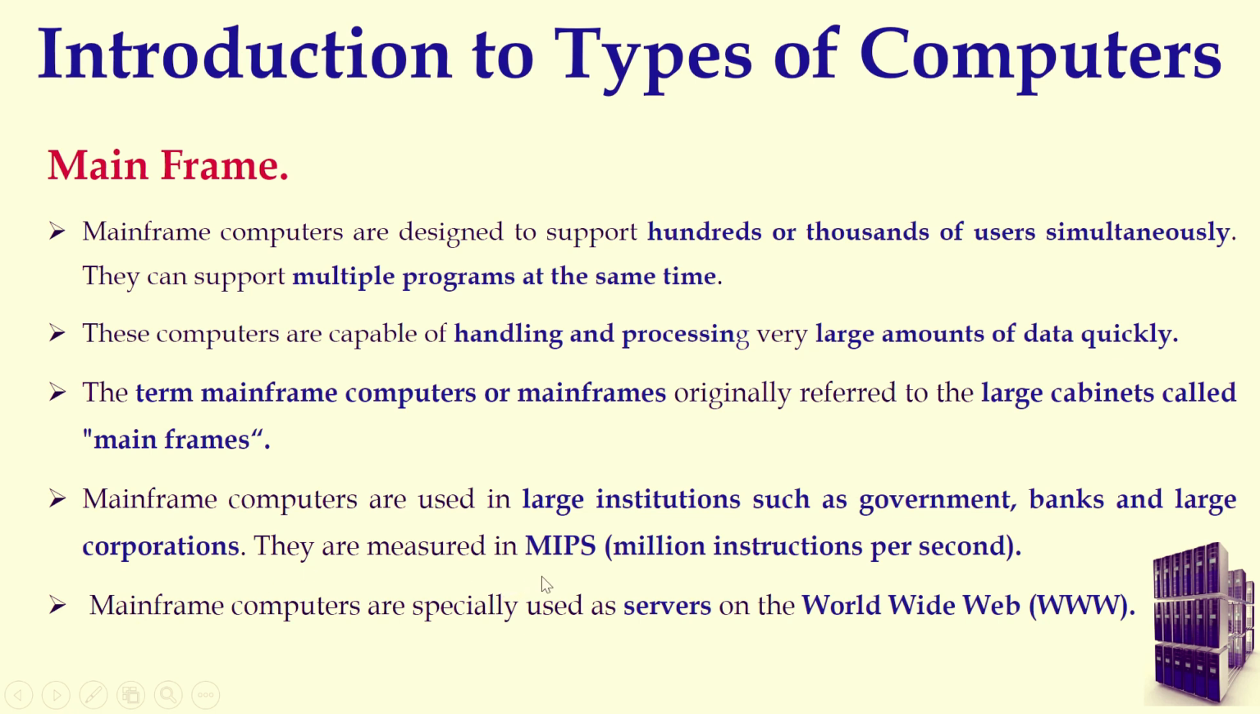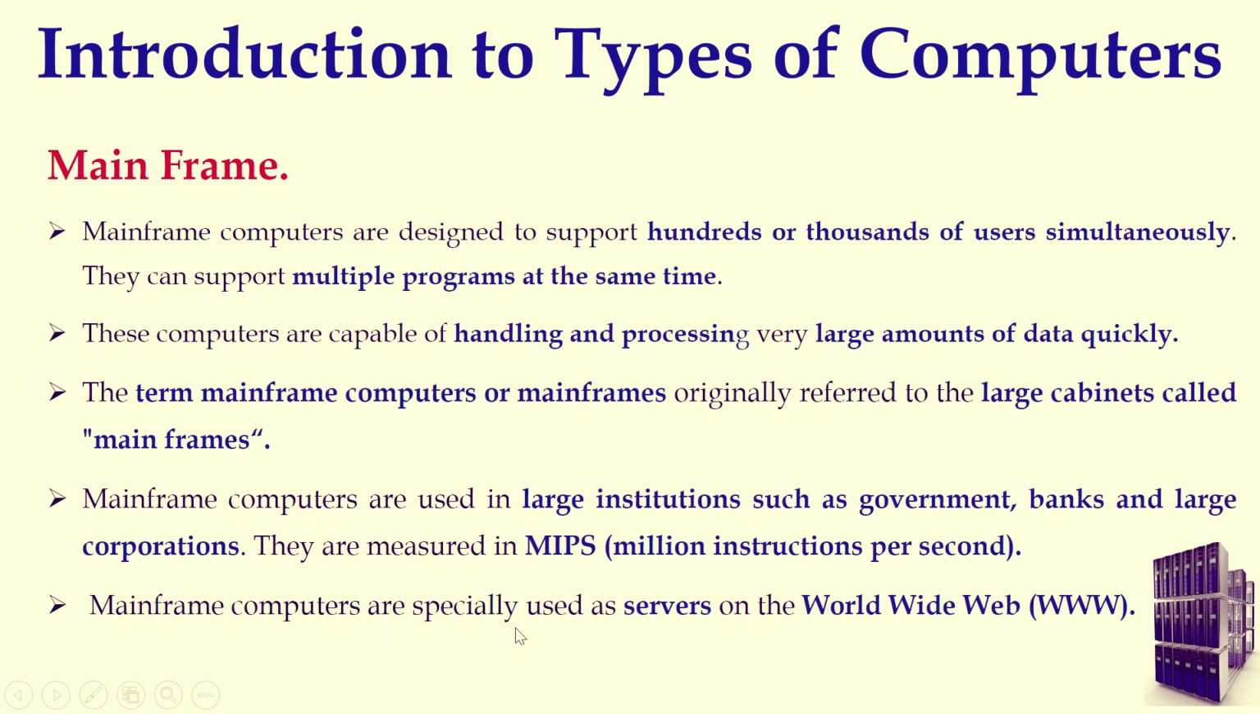The speed can be measured in MIPS, million instructions per second. Where will we be using mainframes? In government, because in government we have a bulk of data to be processed in a short time and quickly. We'll also use them in banks, where a lot of transactions can be done at the same time, and in large corporations, big industries or big companies. So the speed can be measured in MIPS, where MIPS stands for million instructions per second.